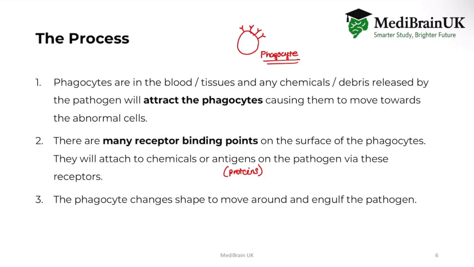Phagocytes have many receptor binding points, which means they have the ability to bind with the antigens or the chemicals that have been released by the pathogens. Once they have bound to these antigens or chemicals, the phagocyte will change shape, move around the pathogen, and engulf it. It will take the pathogen in.